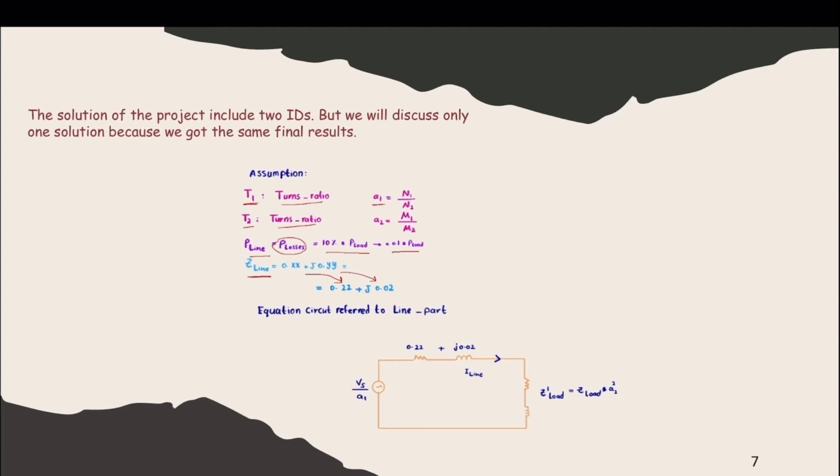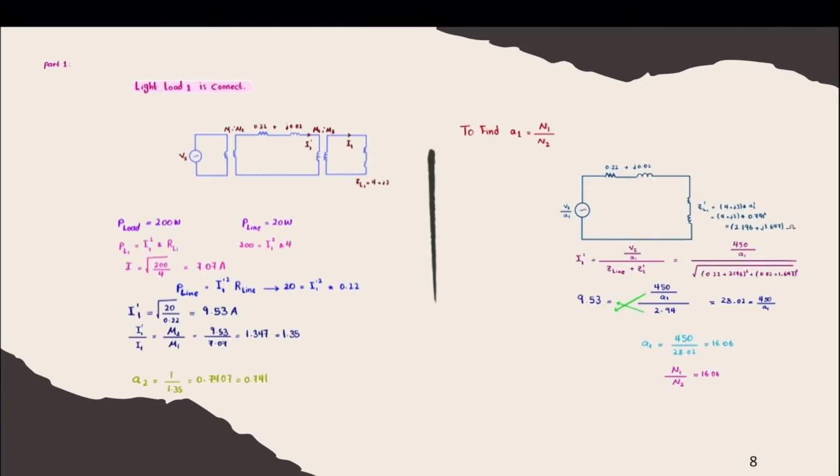Equivalent circuit referred to the line part. Here we have the AC voltage source Vs over A1, and here R is equal to 0.22 and L will be equal to 0.02. And here we have the Z load. Here in part 1, load 1 is connected. We have the circuit as shown here. They also provided us with the values of V load and P line: P load is equal to 200 watts and P line is equal to 20 watts.